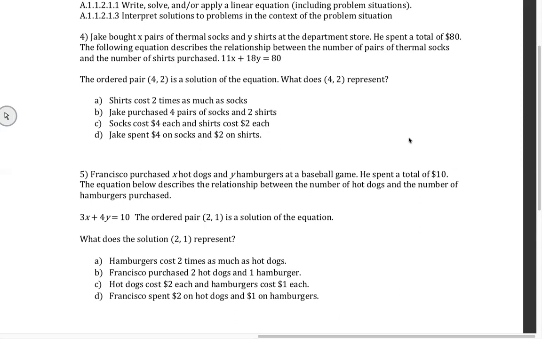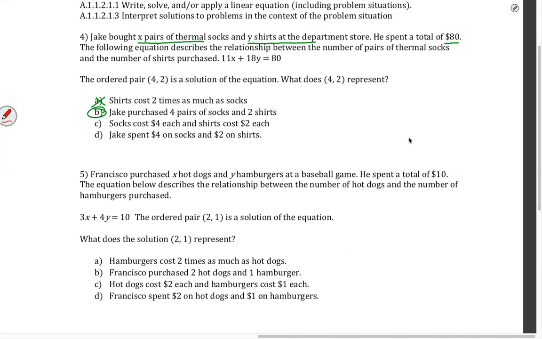Well, up here it says $80, and X represents the pairs and Y represents the shirts. So 4, 2 must represent that there are 4 thermal socks and 2 shirts. Now, how do I know that? Because the 11 and the 18 would be the cost, because it says right up here, X pairs. So I'm just reading the problem. So shirts cost 2 times as much as socks. It's false because shirts are 18 and socks are 11. Jake purchased 4 pairs of socks and 2 shirts. Sounds good. There we go.